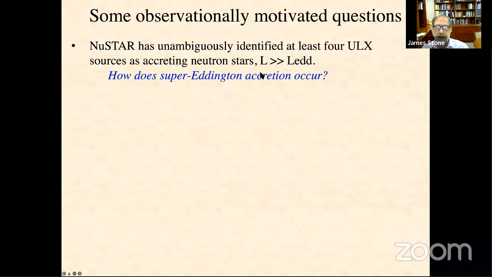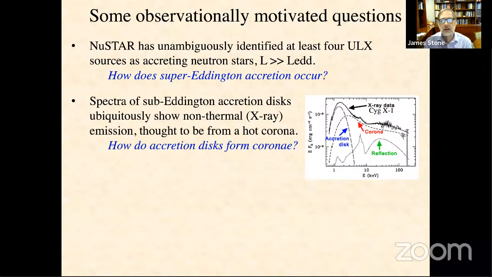So how does super-Eddington accretion occur? It clearly occurs in nature. We now have unambiguous proof that super-Eddington accretion occurs. And how is that possible? Moreover, slightly below an Eddington ratio of 1, sub-Eddington accretion disks have a ubiquitous X-ray spectrum that involves not just a thermal spectrum from an accretion disk.